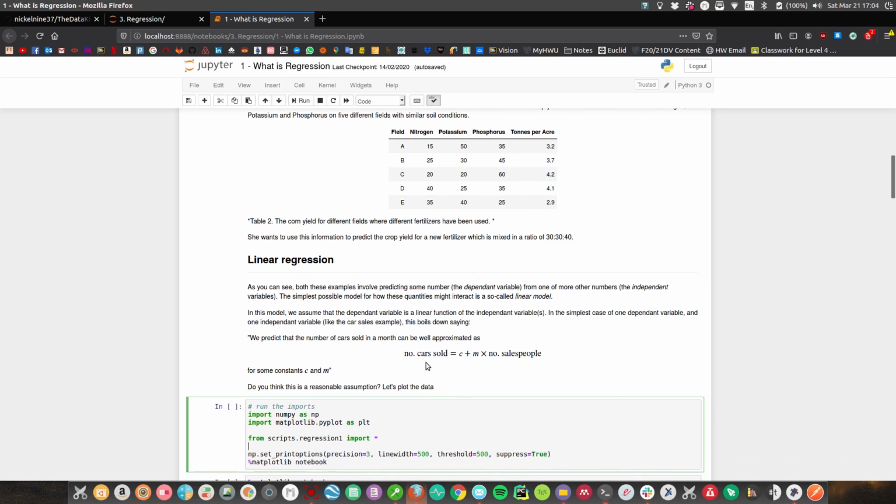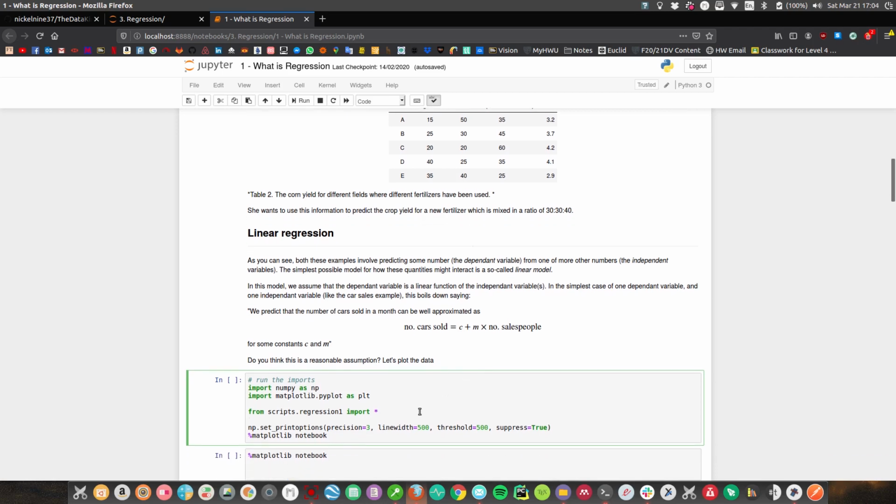We have the number of cars sold, in the car salesperson example, and we're going to predict that as a function of the number of salespeople that we hire. That function is going to be a constant, C, plus a gradient, M, multiplied by the number of salespeople that we hire. So in this case, we are looking to find the variables C and M that best fit that data. So that may or may not make sense. Hopefully it will in a minute.